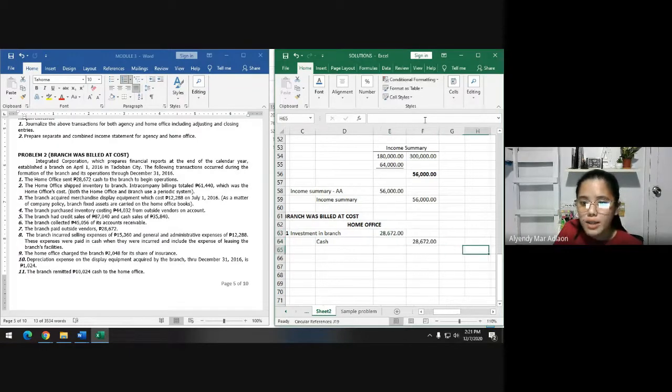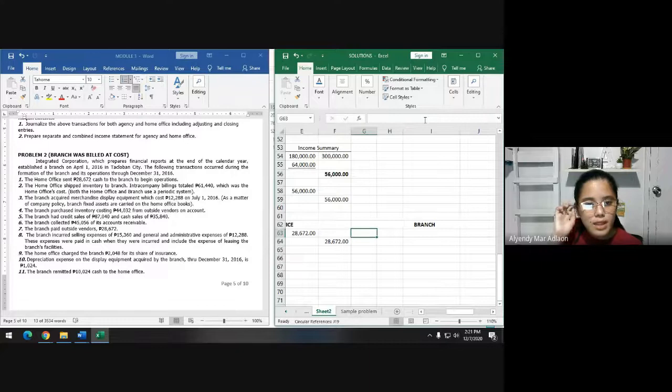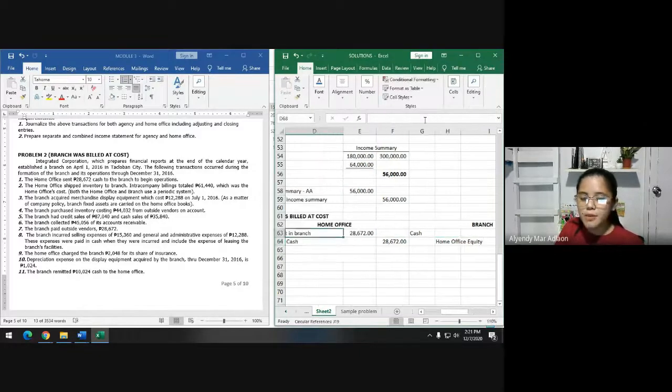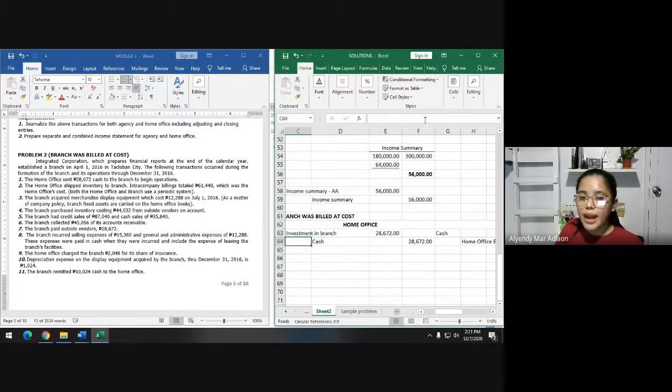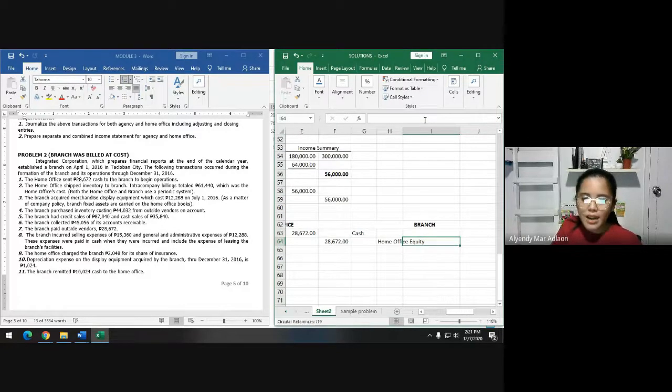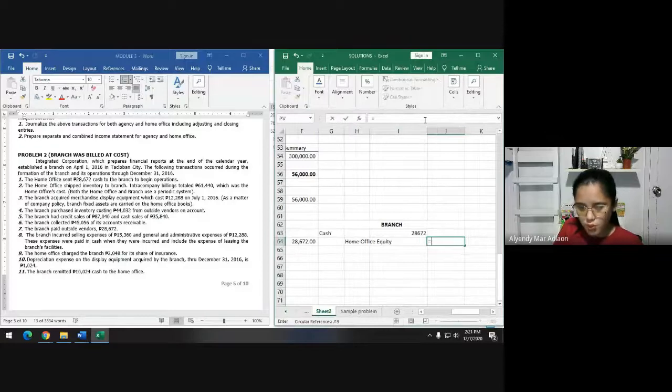amounting to 28,672. Now, on the part of the branch, that would be a debit to cash, since it is the one that received, and credit to home office equity. So, class, you may use home office current. Then for investment in branch, you may use branch current. So these two are the reciprocal accounts and they should have balance amounts. So that is 28,672.